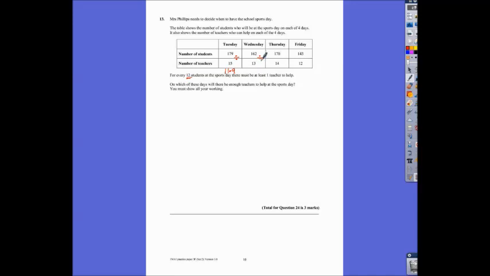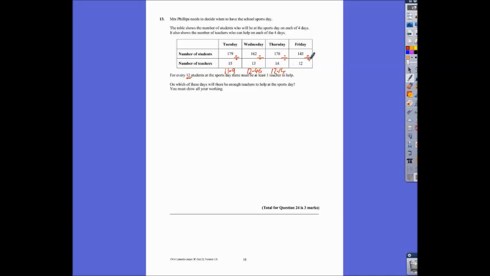On this one, we've got 162 students divided by the 13 teachers. That will give us 12.46. So there's more than 12 students here for every teacher, so that's not doable. On Thursday, 170 divided by 14 is 12.14. So again, we've got more than 12 students here for every teacher.